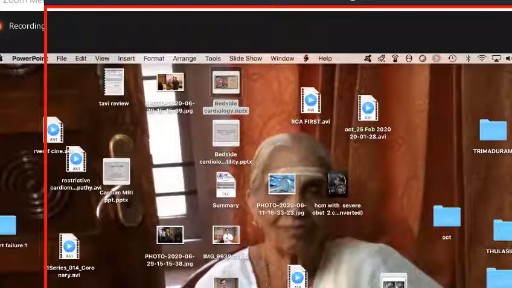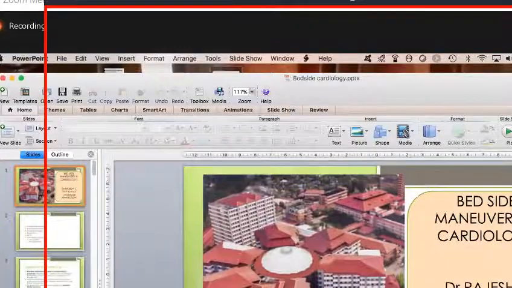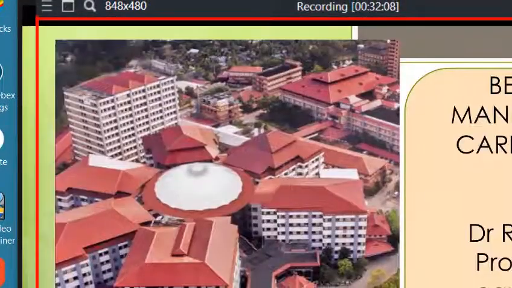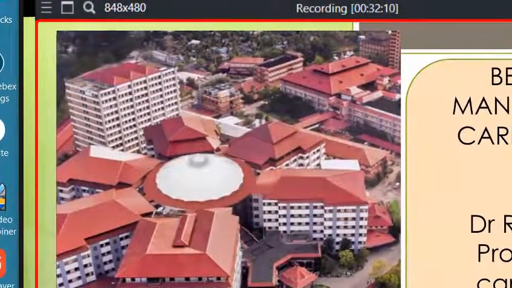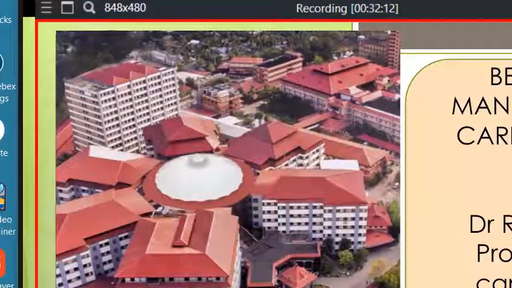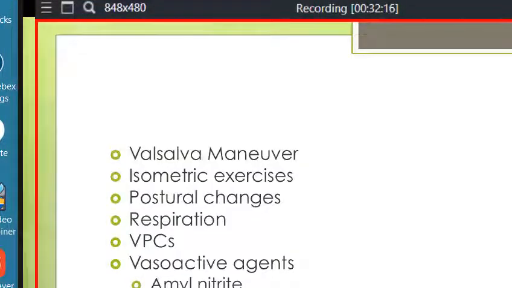Can you see my screen now? Yes, sir. Yeah.